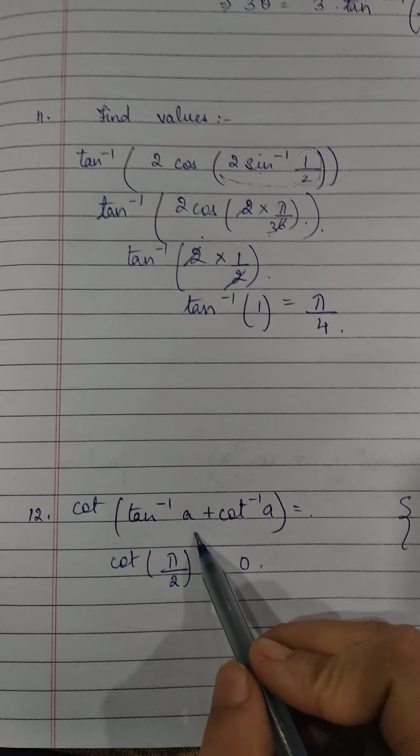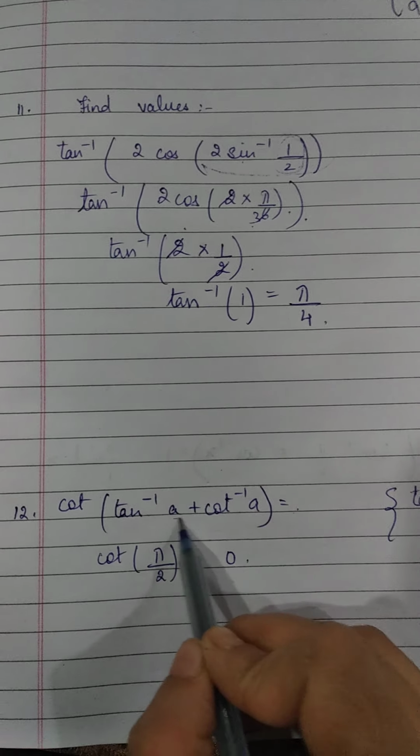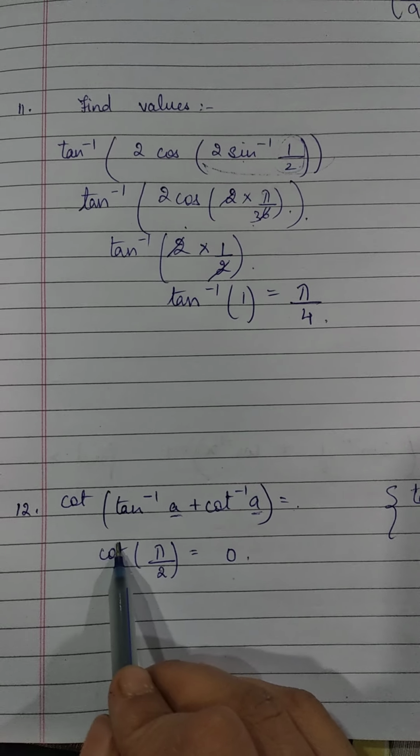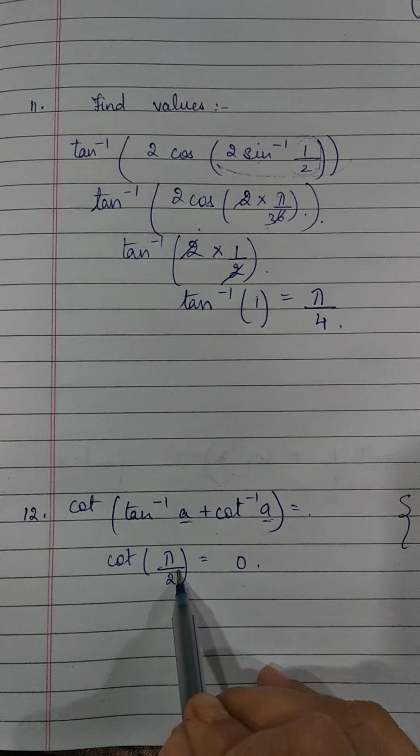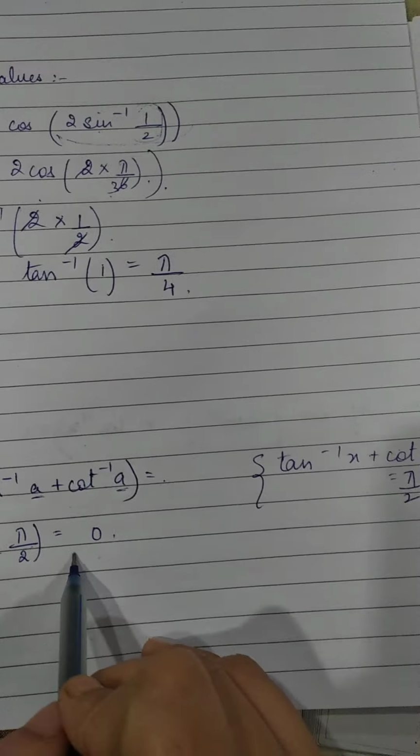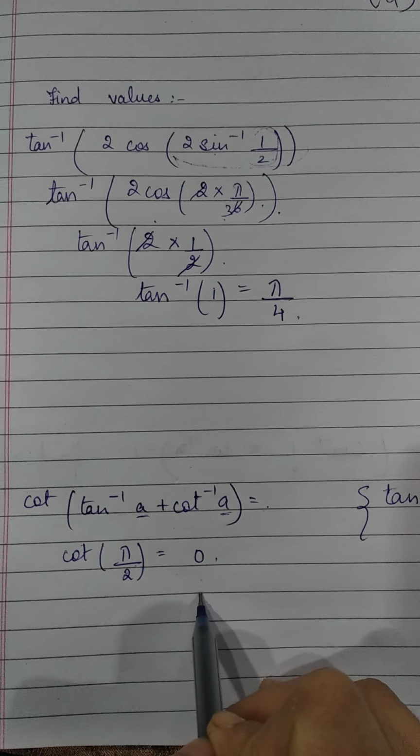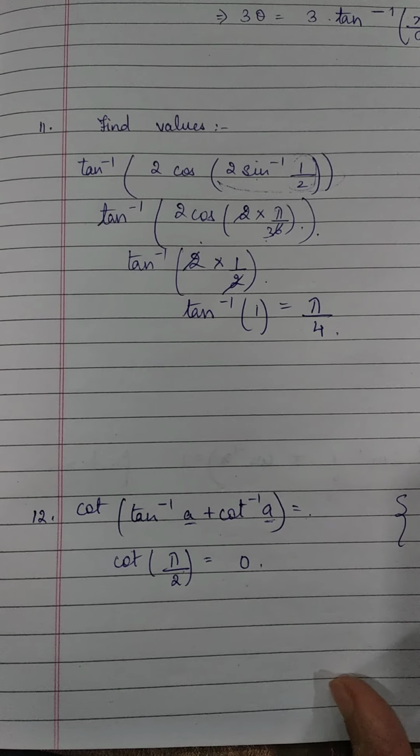Likewise, question number 12. Cot of tan inverse A plus cot inverse A. Similar angles. So tan inverse x plus cot inverse x is equal to pi by 2 and cot of pi by 2 is equal to 0. Hope it's clear.